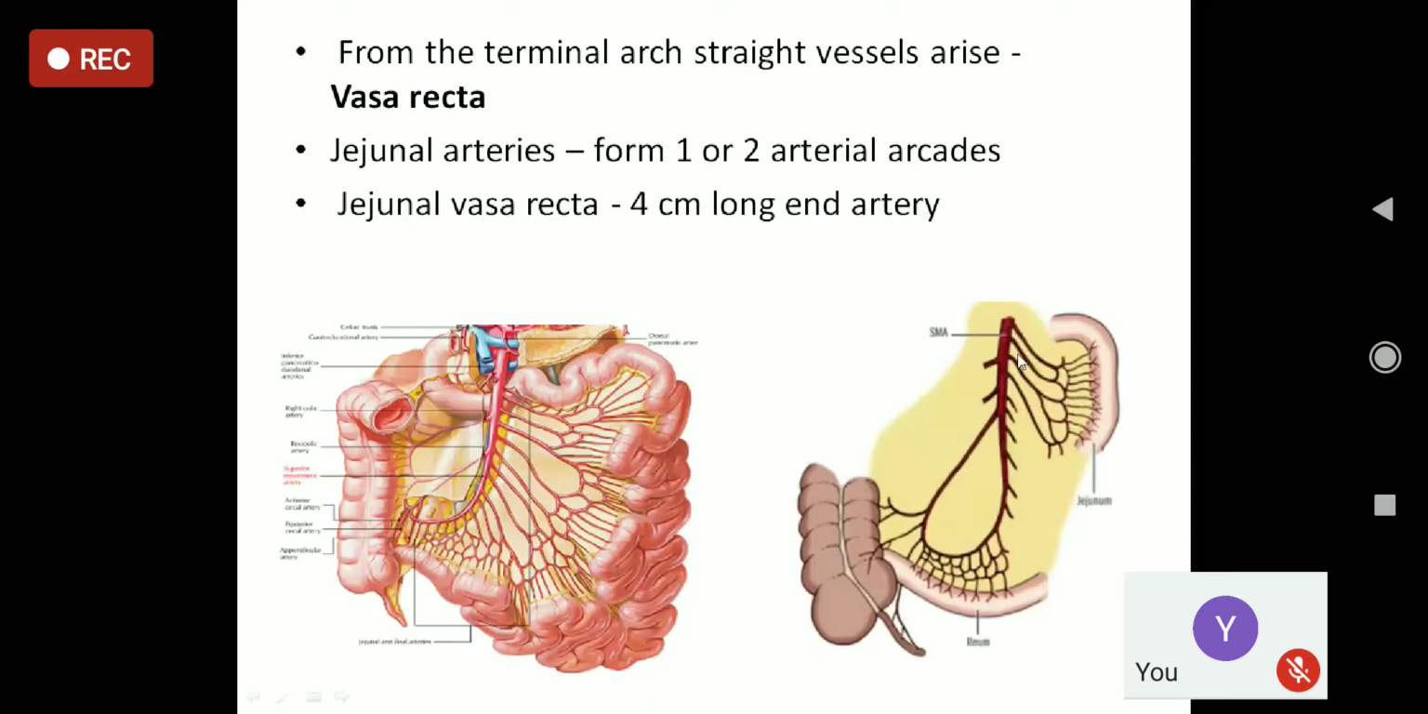In this figure also, this light yellow color is the mesentery. This is the superior mesenteric artery. These are the jejunal arteries. They divide and form the arterial arcades here. From the arches, the straight vessels arise like this. They are the jejunal vasa recta, and they are 4 centimeter long, and they are end arteries. Is this clear? So this is the mode of blood supply to the jejunum.